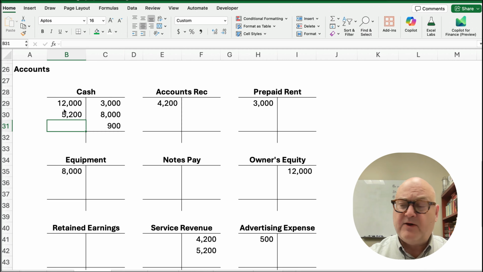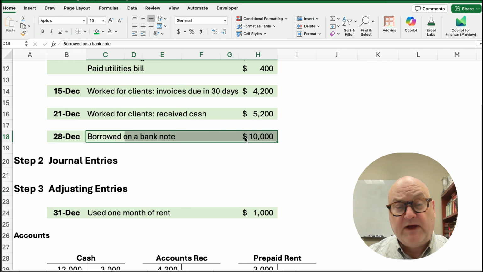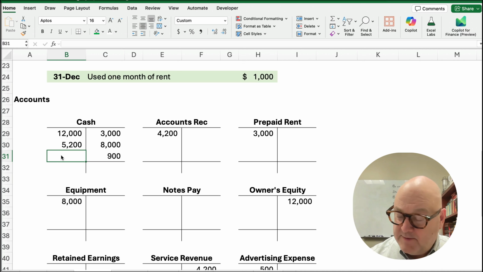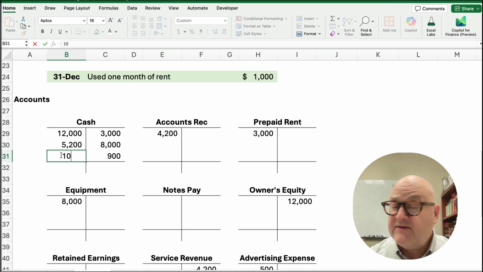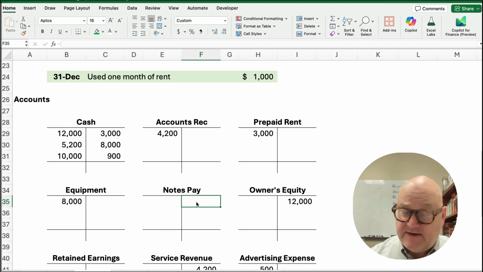You can see how it goes when we figure out the balance of each account. We have one more transaction. We borrowed on a bank note. We got down so low in cash, we thought, hey, we better borrow some cash. So therefore, our cash goes up, and the amount is $10,000. And we're going to sign a note, $10,000.